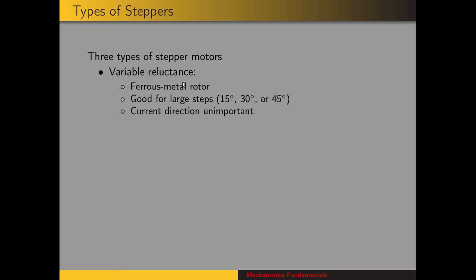Back to this slide, we have three types of stepper motors. The variable reluctance stepper motor is different from the other two types in that it has a ferrous metal rotor. Variable reluctance steppers are good for large steps, say 15 degrees, 30 degrees, 45 degrees. One thing that's also different is that the current direction is unimportant. In all the stepper motors, there's a current going through the stator, and for variable reluctance, the direction of that current doesn't matter. We'll look more at the specifics of these motors on later slides.